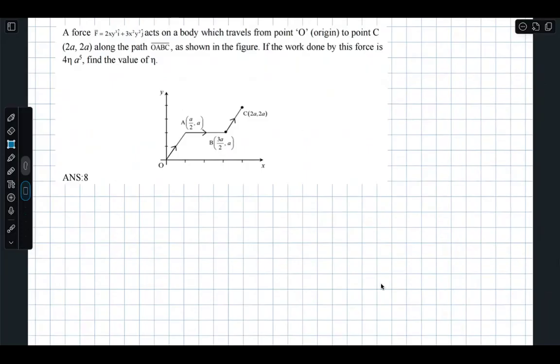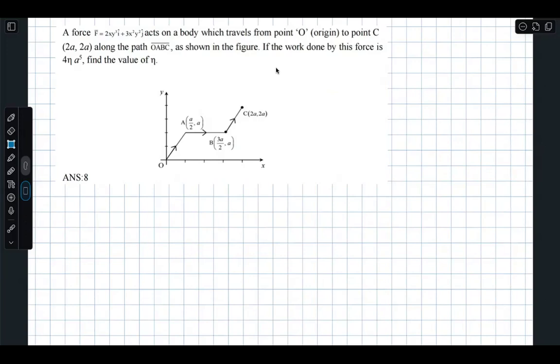A force of F is equal to... see how many models I am telling you. A force of F bar is given to you. If the work done by the force is given, find the value of eta. Now how to do?